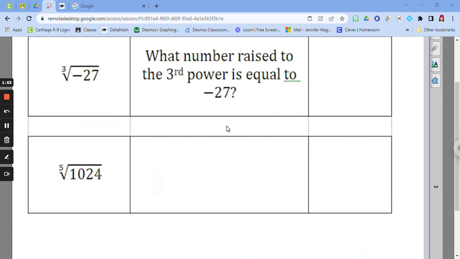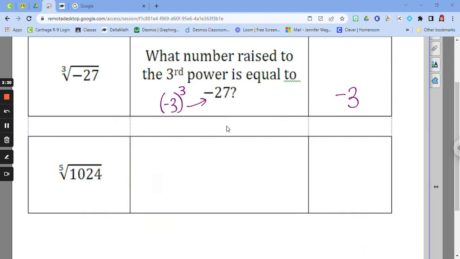Here, it's asking what number raised to the third power is equal to negative 27. Negative 3. Because if we take a look at that, negative 3 to the third power is negative 27. You multiply 3 negative 3's together. So that index is indicating we want a group of 3 things.